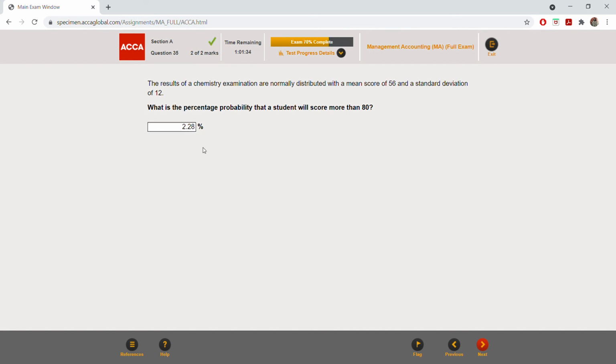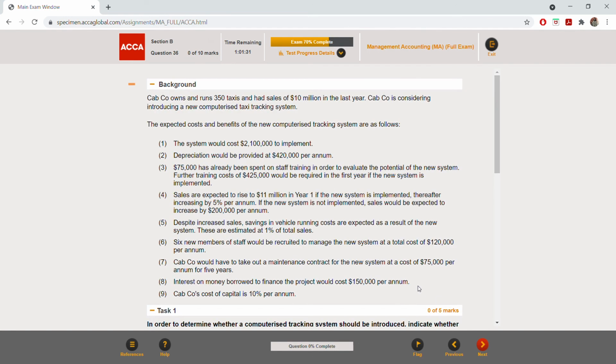Wherever it is told to round to the nearest whole figure, only round up. Otherwise, don't. Probabilities and all, you should never round up.